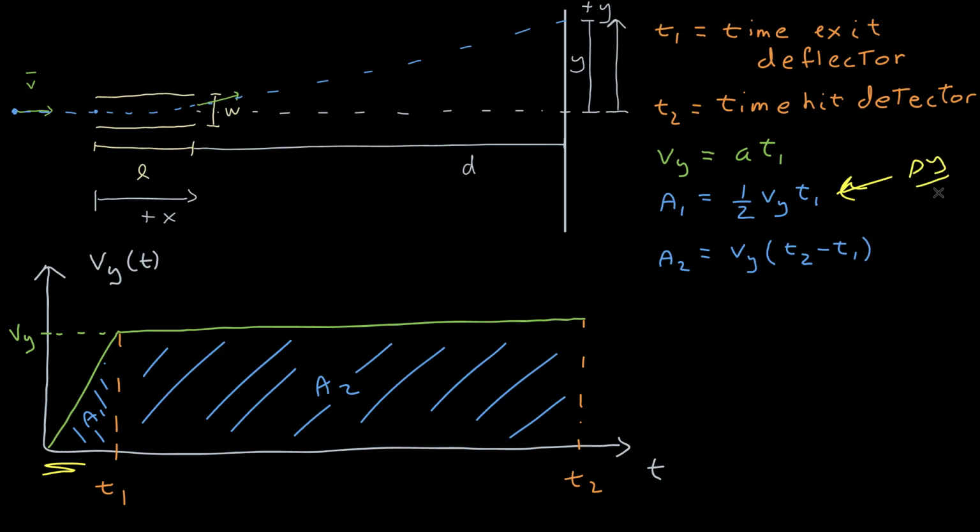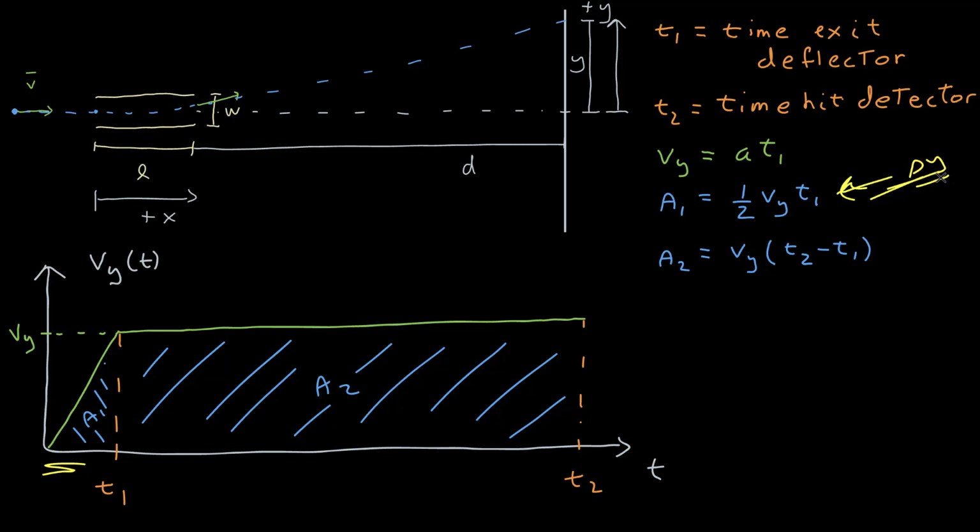Now you should recognize that this area here, A1, is exactly that small delta y that we were going to ignore before. It's the amount of displacement that took place inside the deflector, and A2 is the displacement outside the deflector. When we talked about ignoring this because it was small, that's the same as saying that this area A2 is much larger than A1. And we can see if that's going to be the case.